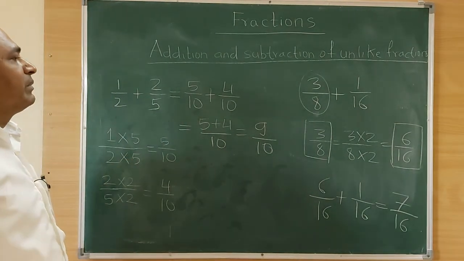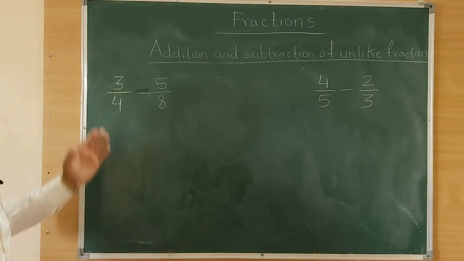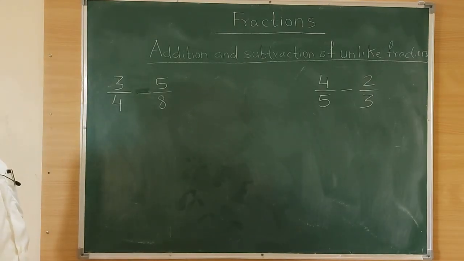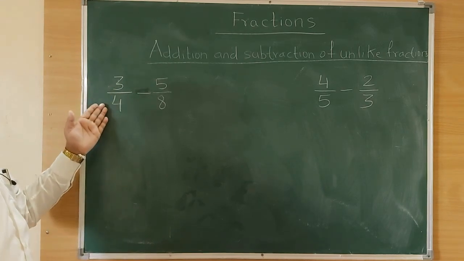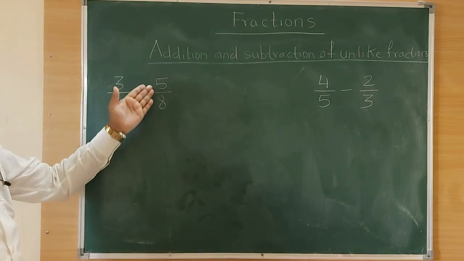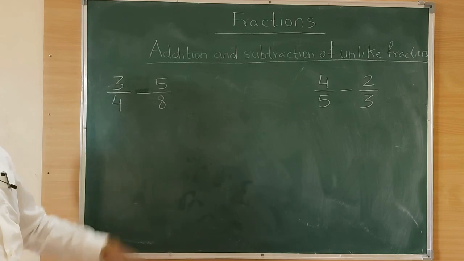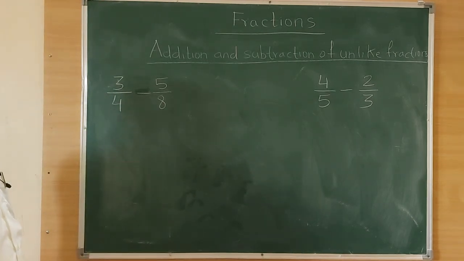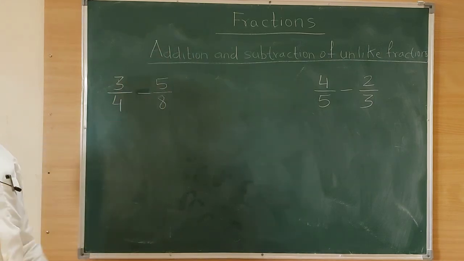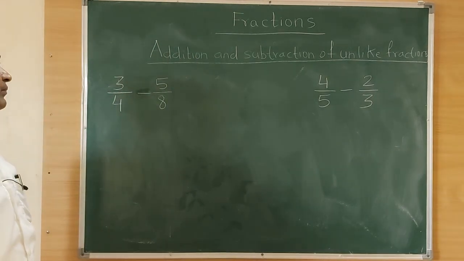Let us take some examples of subtraction. Okay, let us see the subtraction of unlike fractions. 3 upon 4 minus 5 upon 8. Both the fractions are unlike fractions. No similarity between their denominators. Same is the case with those two fractions also.